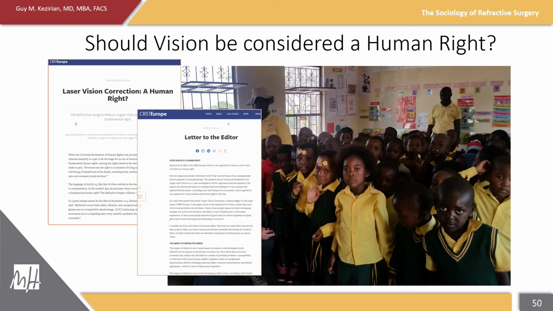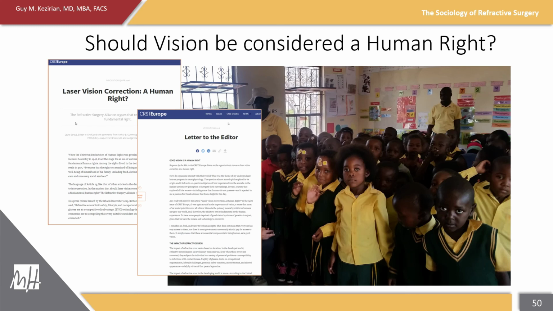When one considers the severe economic impact, the occupational fitness impact, the ability to go to school and get a job that having untreated myopia causes, it's not a far question to ask, should vision correction and should vision be considered a human right? I go to Africa with my work with the Himalayan Cataract Project quite often. Here I am with a group of school children. These are 8 and 10-year-old children.